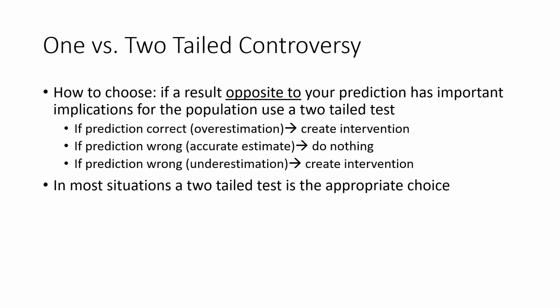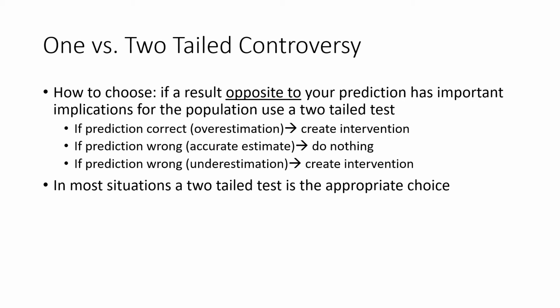If the prediction is correct and there is overestimation, what are you going to do? Well, you're probably going to write up the results and explain to people that there is this overestimation, and then possibly create an intervention to correct the overestimation. Maybe you create some kind of program explaining to students that there is this overestimation going on and maybe recalibrating their expectations. So you would do something. You would report the results and then create an intervention.